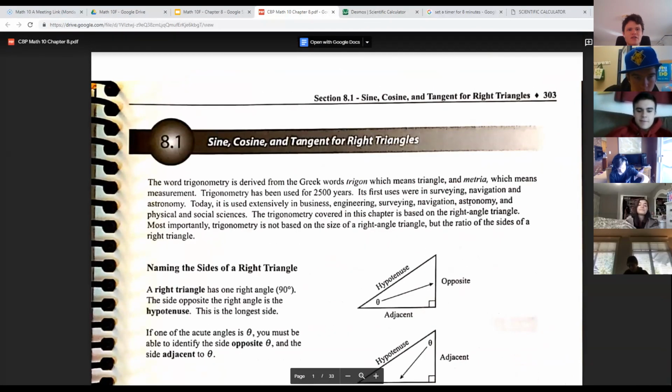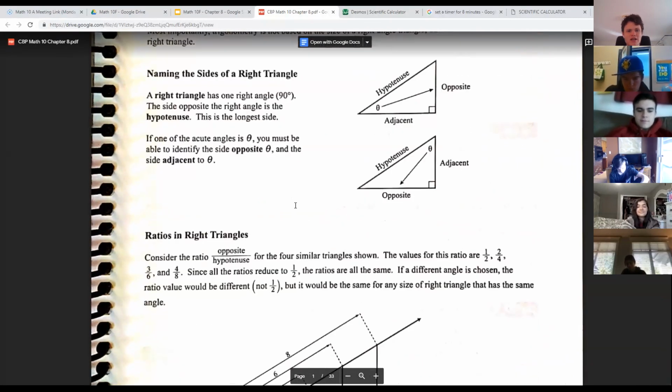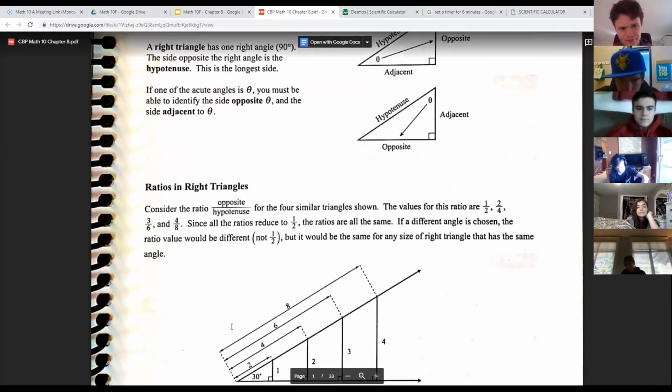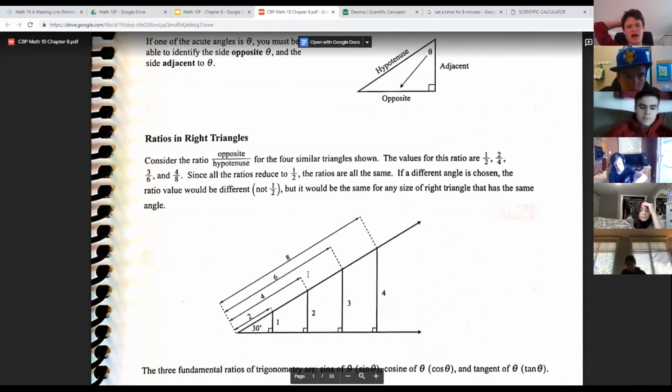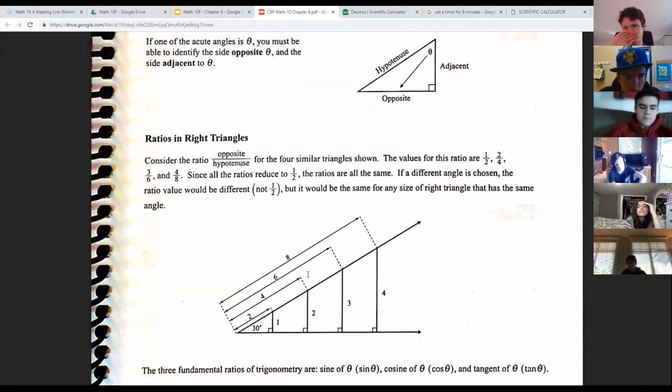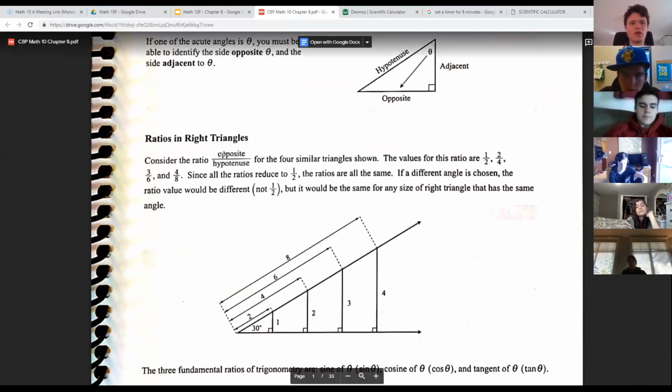All right, in your textbook, you can read a little bit about trigonometry. This diagram here is trying to illustrate how a different ratio now, opposite over hypotenuse, remains consistent, right?